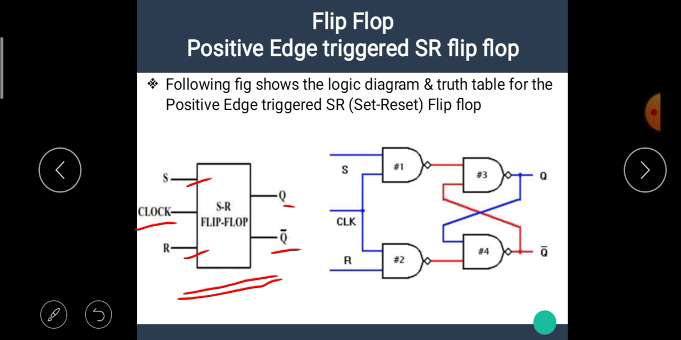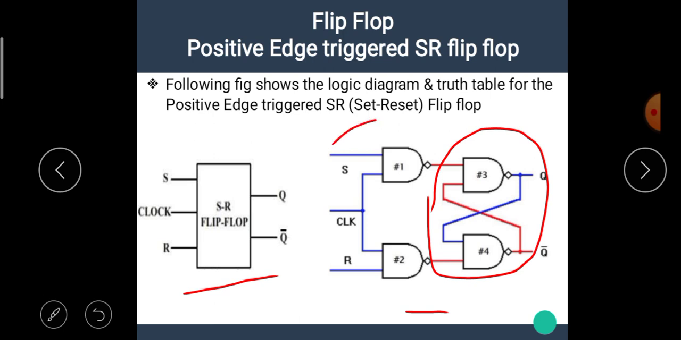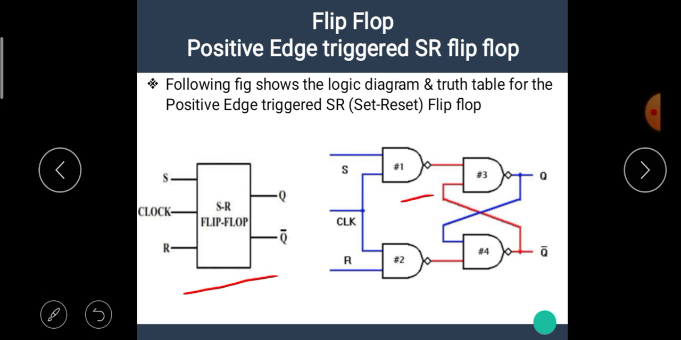The outputs are complemented with each other. I hope you all understand. Complemented means if Q has the value 1, then Q bar has the value 0. This is the circuit diagram of the SR flip flop, in which we can see that this is the simple SR latch and this is a control circuit. In the control circuit we see that there are two NAND gates added and a clock signal added.